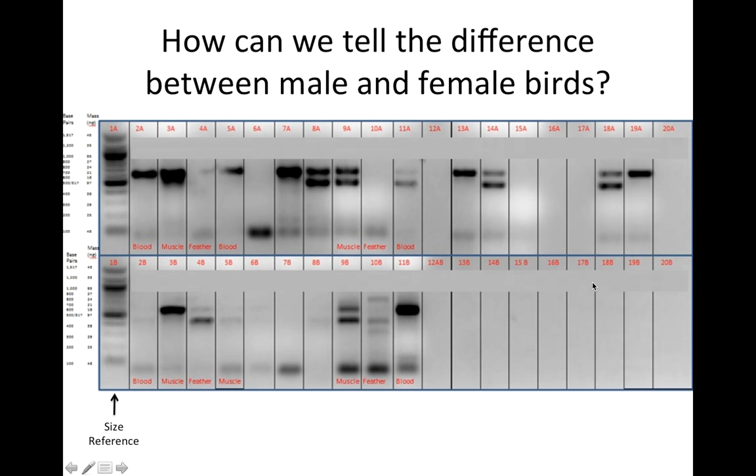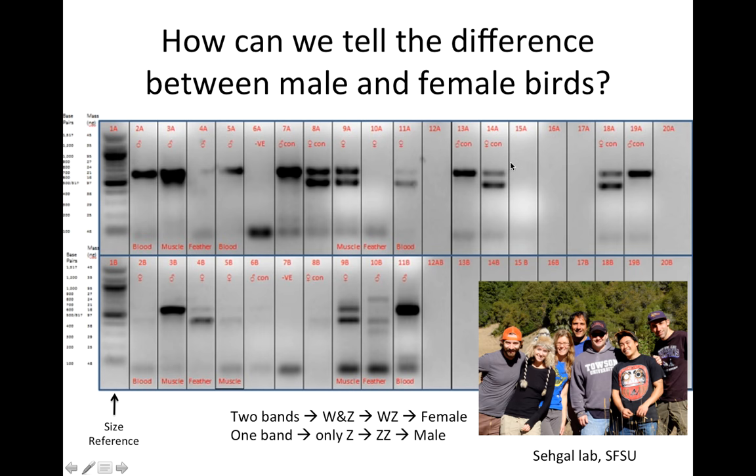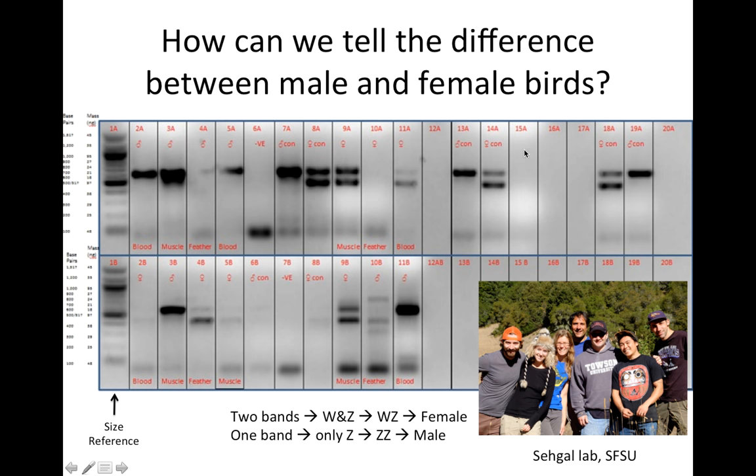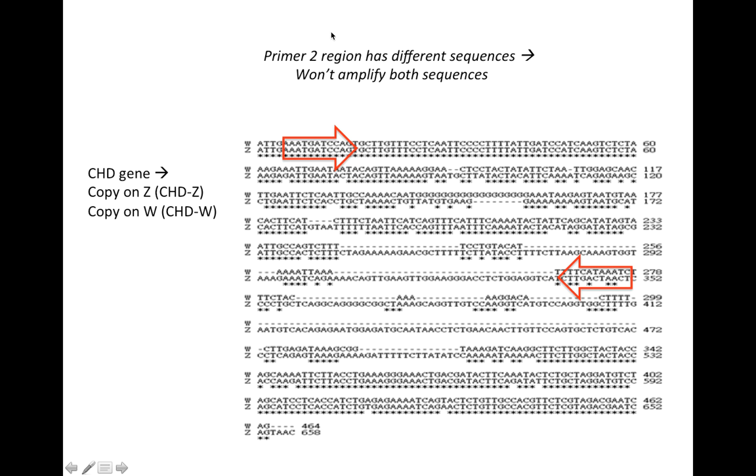The only problem is if we go back to our method here, we see that we have some lanes where for some reason nothing amplifies. So the problem is, if we were doing it to the W sequence, then for a ZZ individual we wouldn't expect any amplification. So for ZZs, we'd expect to see an empty lane. But if you see an empty lane, then you wouldn't know, did my reaction not work? Did something go wrong with my experiment? Or is this a ZZ individual? That wouldn't be great because we really want to amplify both sequences so we have a positive result. Yes, this individual only has Zs, not Ws. Yes, this individual has both a Z and a W.